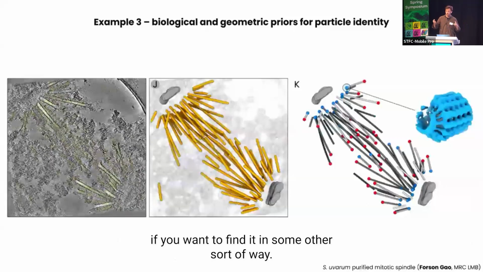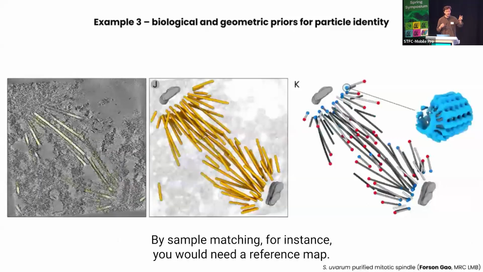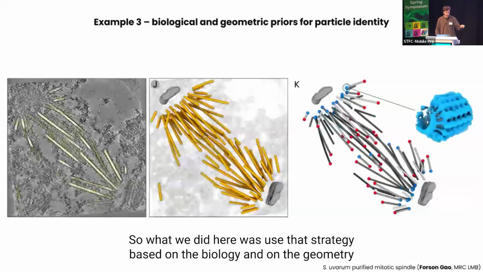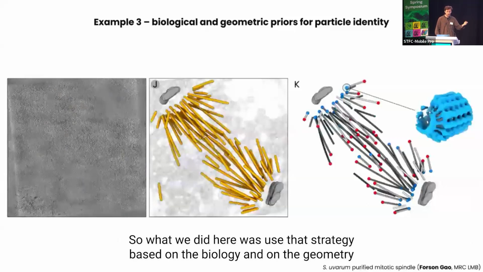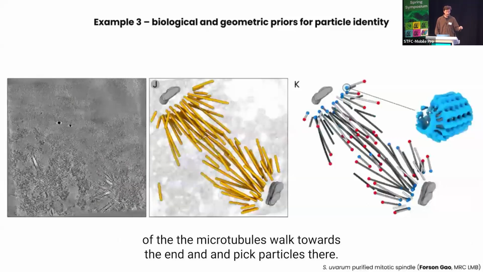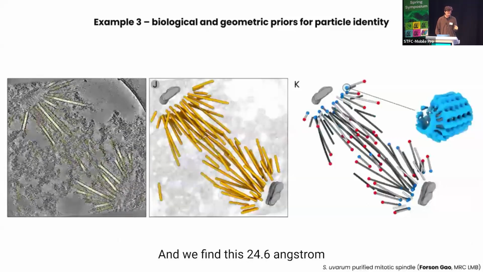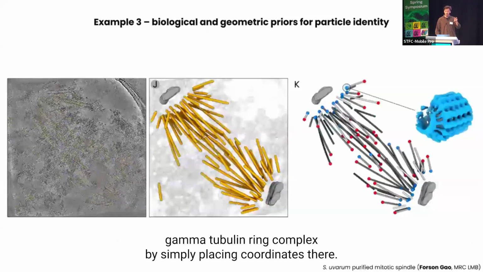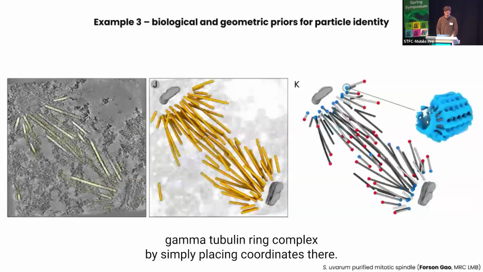If you want to find it in some other sort of way, by template matching, for instance, you would need a reference map. You would need to approximately know what the particle looks like. So what we did here was use that strategy based on the biology and on the geometry of the microtubules, walk towards the minus end and then pick particles there, and we find this 24.6 angstrom gamma-tubulin ring complex by simply placing coordinates there.